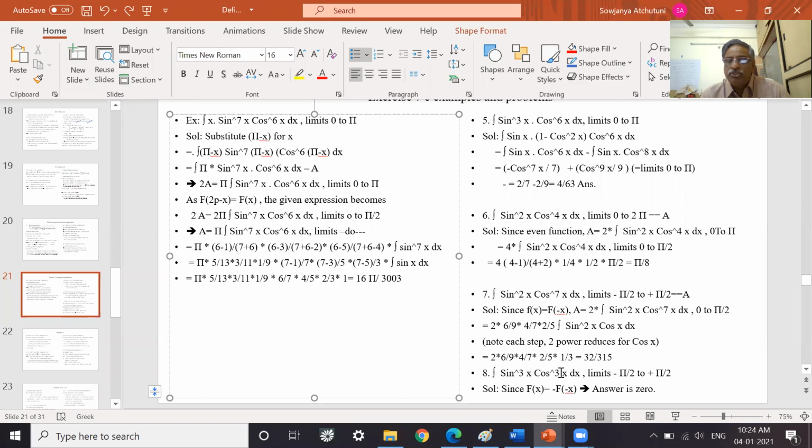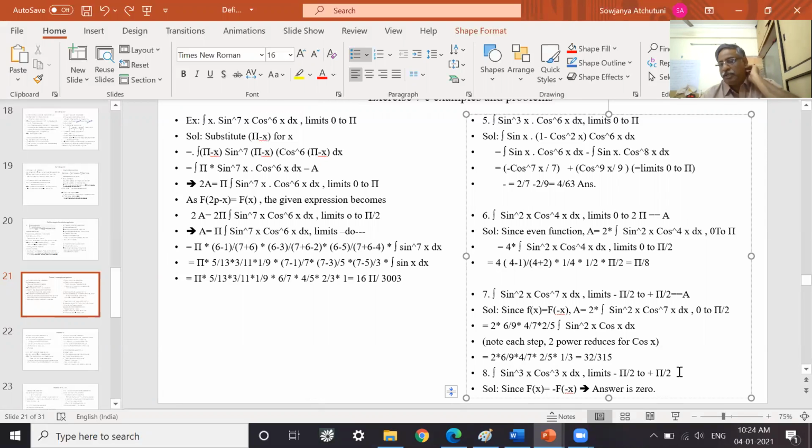Integral sine cubed x cos cubed x dx, limit minus pi by 2 to plus pi by 2. Here we know f of x is not equal to f of minus x, because sine of minus x is minus sine x, cube is minus, so this becomes automatically 0. Here 0 to 2 pi is not coming, this is minus pi by 2 to plus pi by 2. F of x is not equal to f of minus x. So automatically minus pi by 2 to 0 and 0 to pi by 2, these two areas are getting cancelled out.